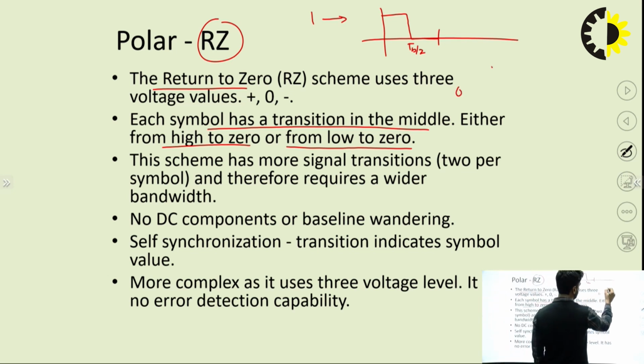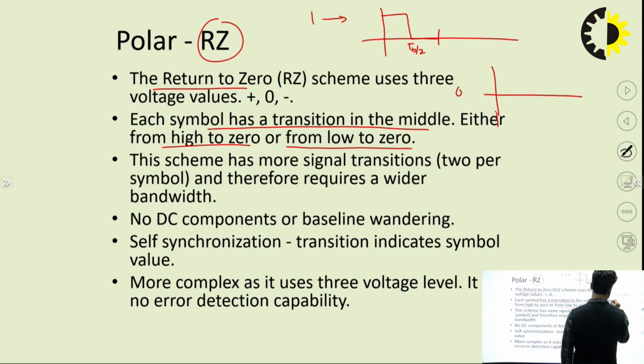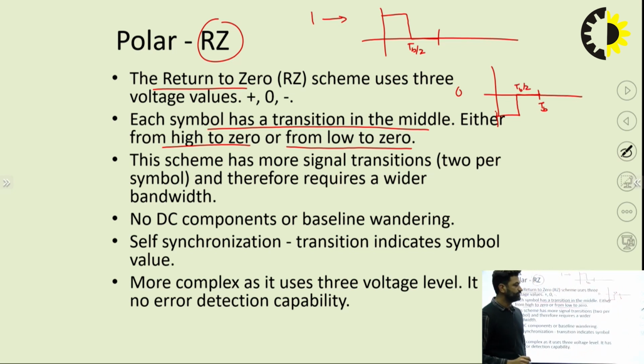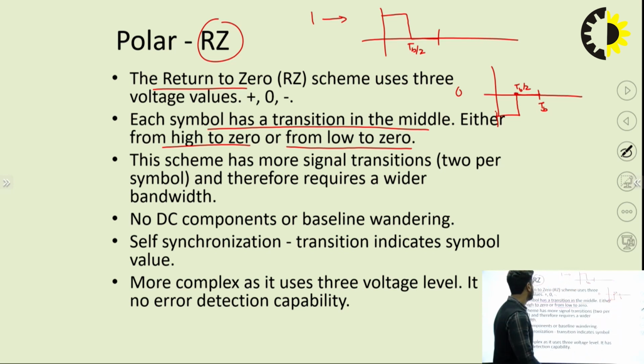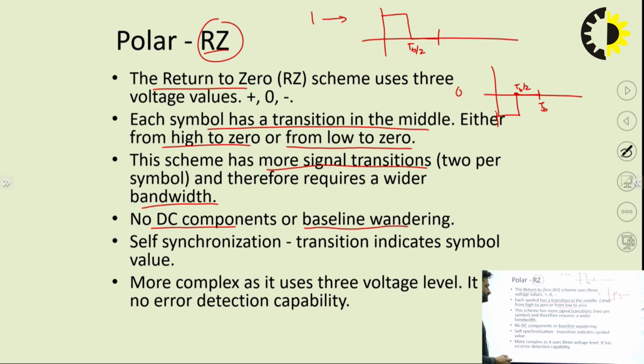Now for the 0, it has negative voltage for half TB, that is TB by 2. That is RZ, return to 0, as opposed to non-return to 0. This scheme has some more signal transitions and therefore requires a wider bandwidth. There are so many transitions, so it requires more bandwidth. No DC components or baseline wandering. Self synchronization, transition indicates value.